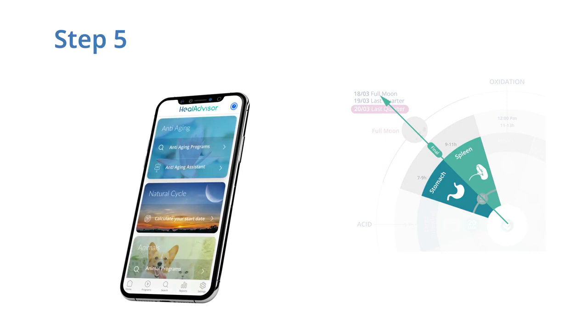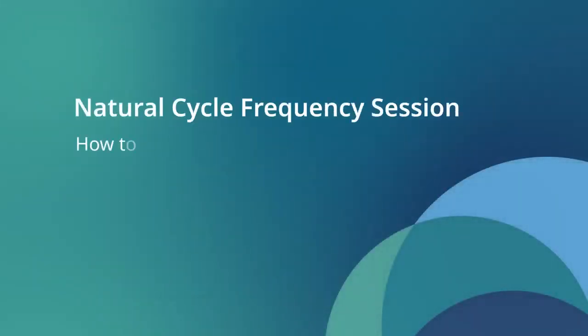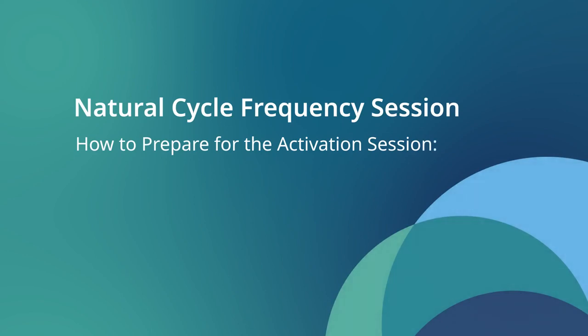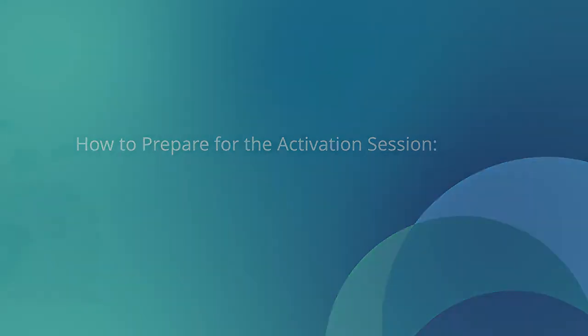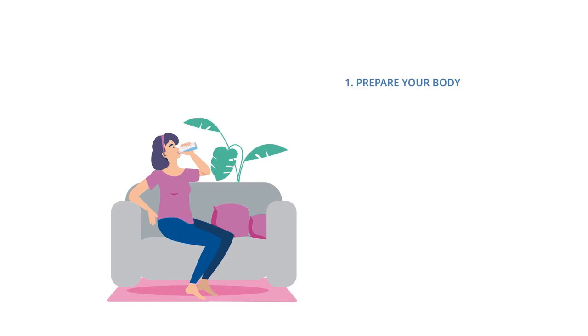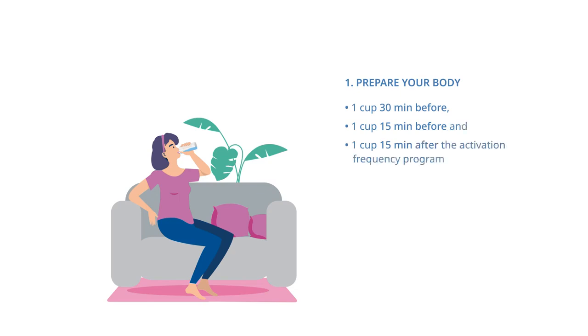Let me show you. Natural Cycle Frequency Session. How to prepare for the activation session. Getting your body ready is very important. To this end, we recommend that you drink 2 glasses of water, 1 glass of water 30 minutes before, and 1 glass of water 15 minutes before using the activation frequency program. Make sure to drink another glass of water 15 minutes after the activation frequency program.